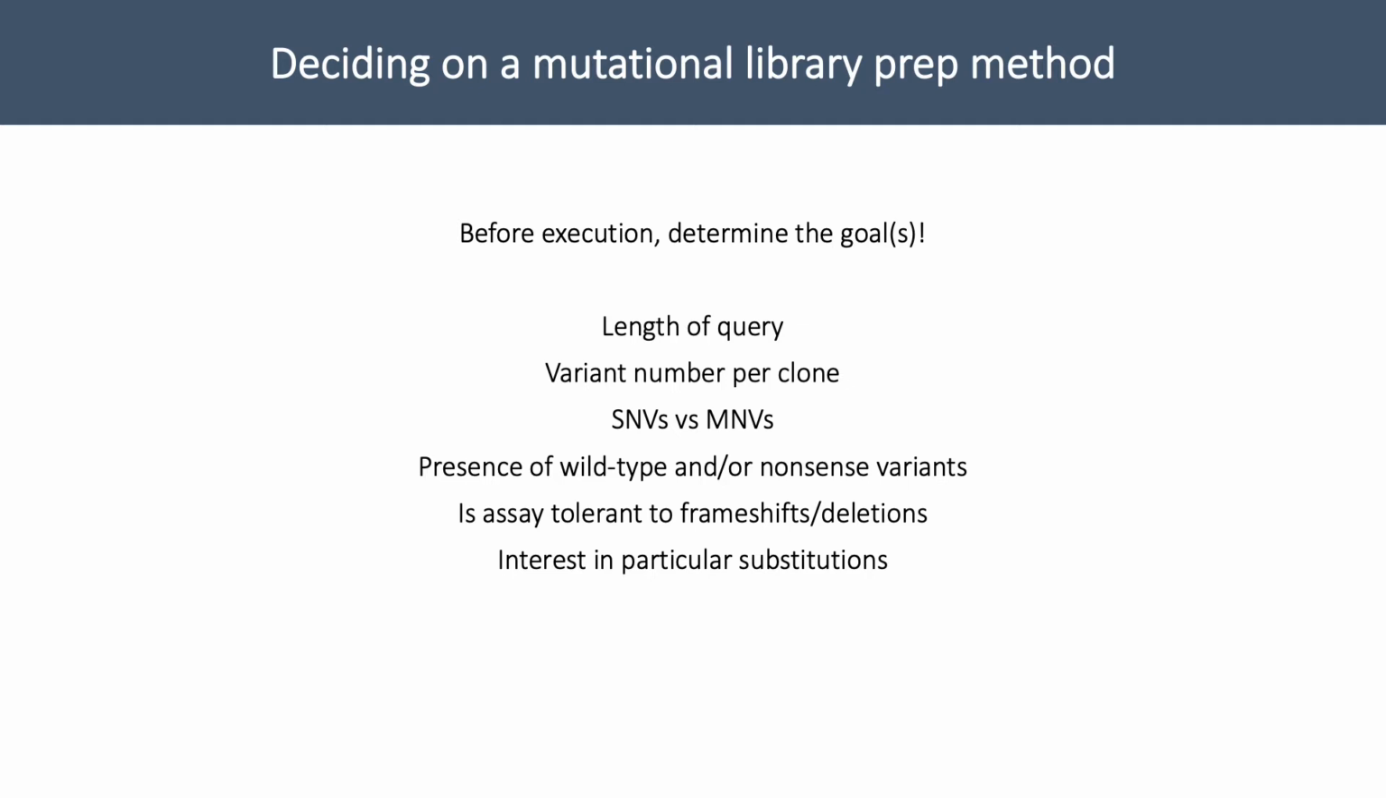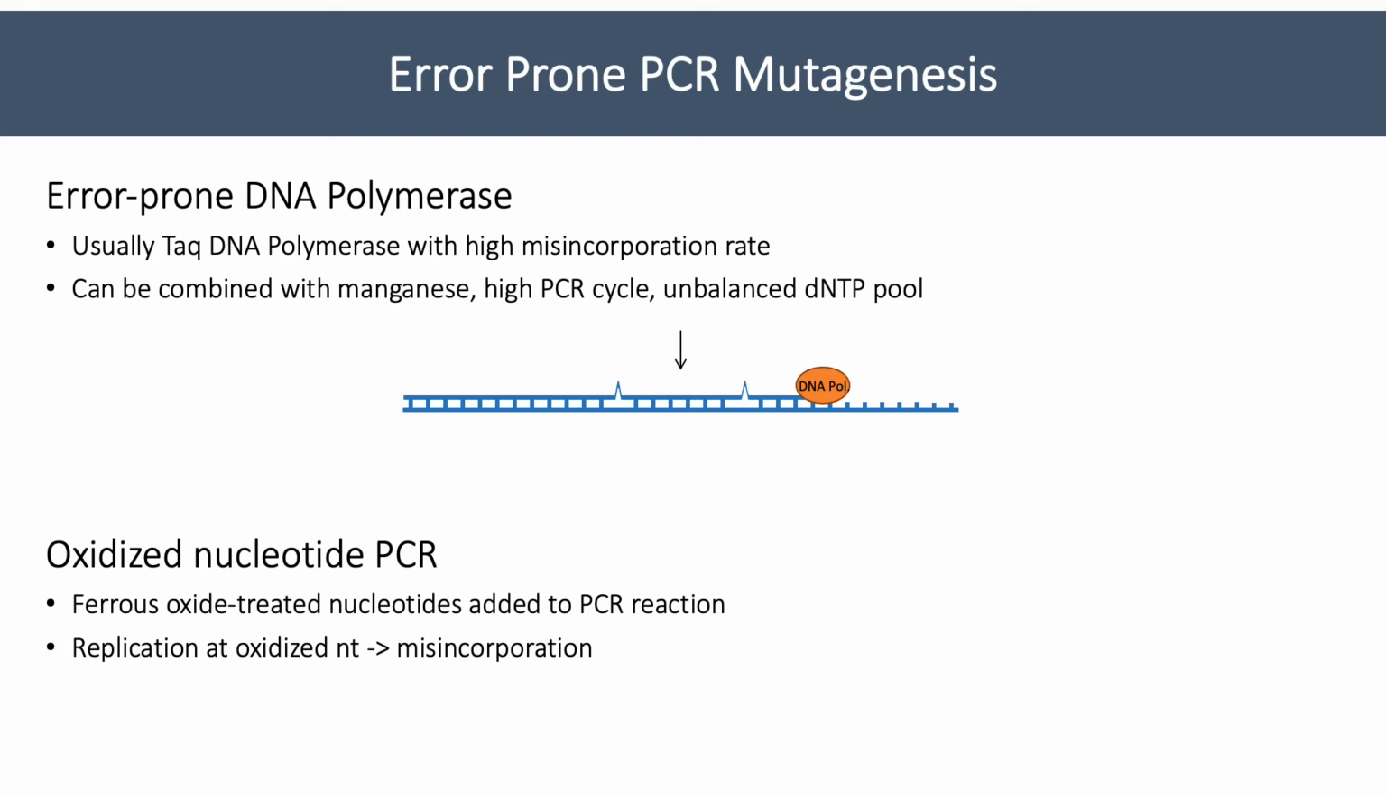Right. So I'll present some methods now, noting as best as I can how they might fit in with each of these considerations. So the first method I'll discuss is error-prone PCR, which is likely to be the oldest and probably still the most widely used method.